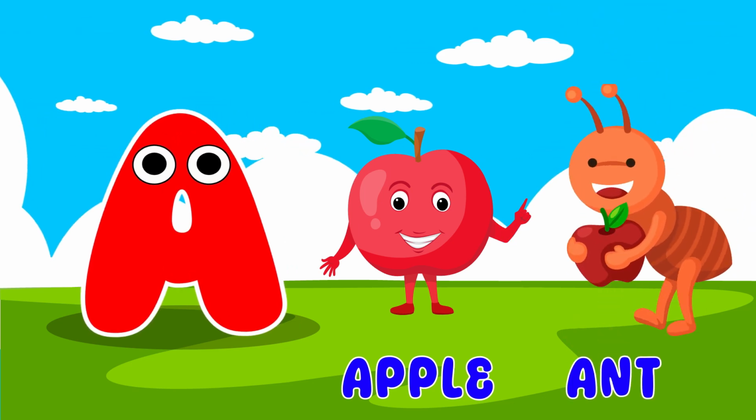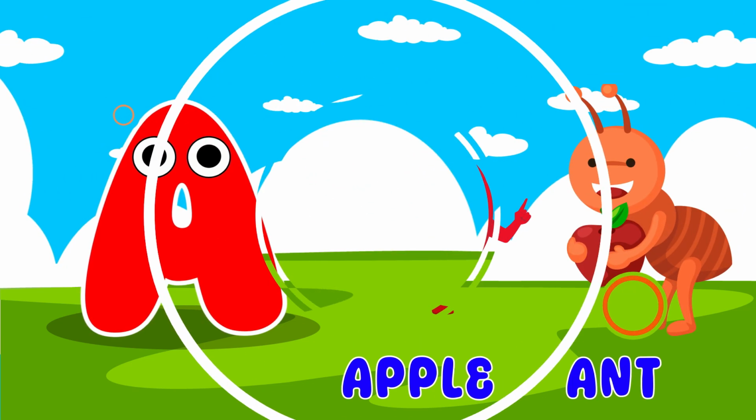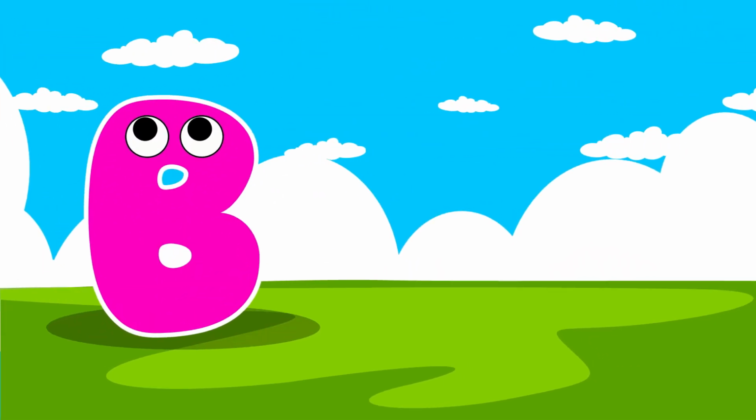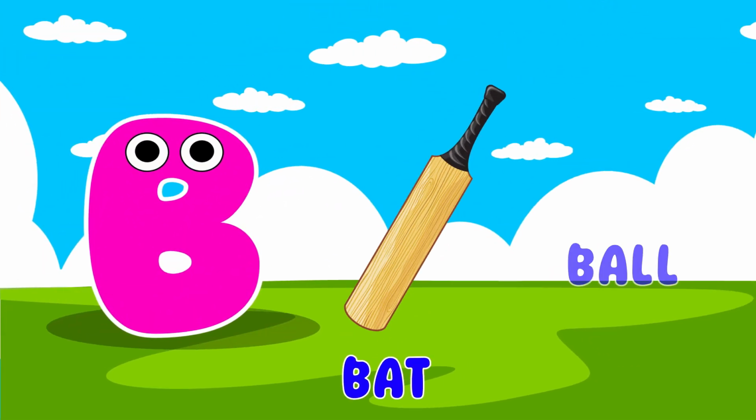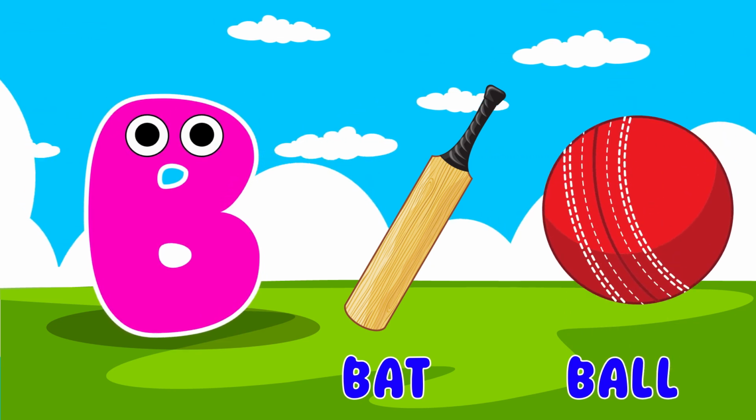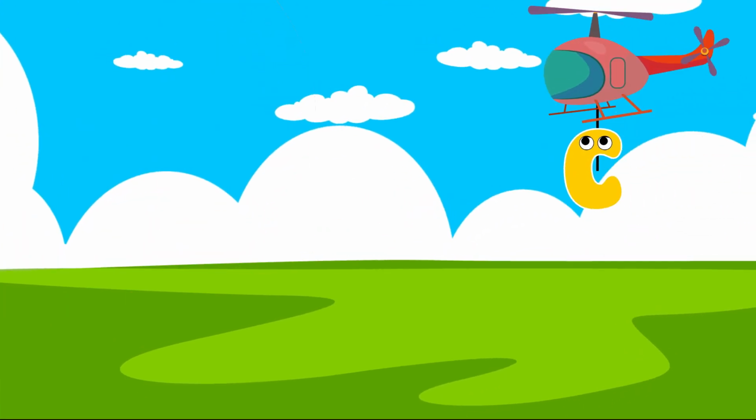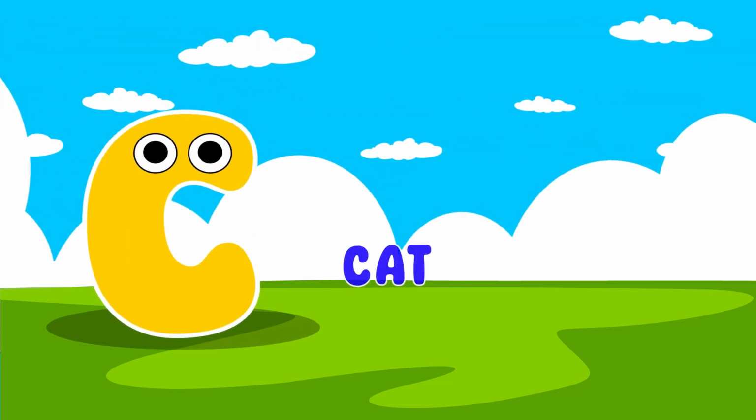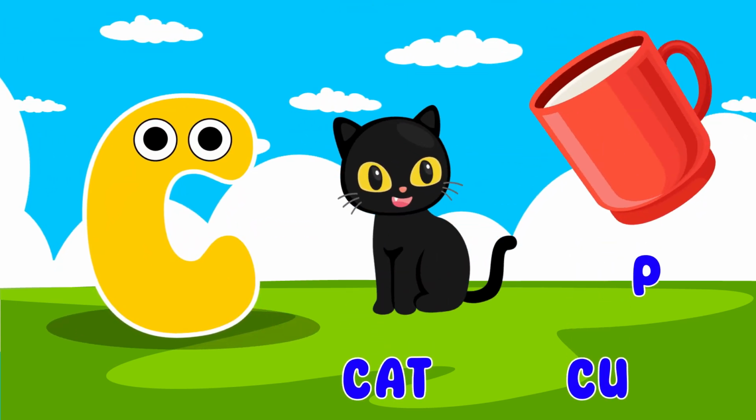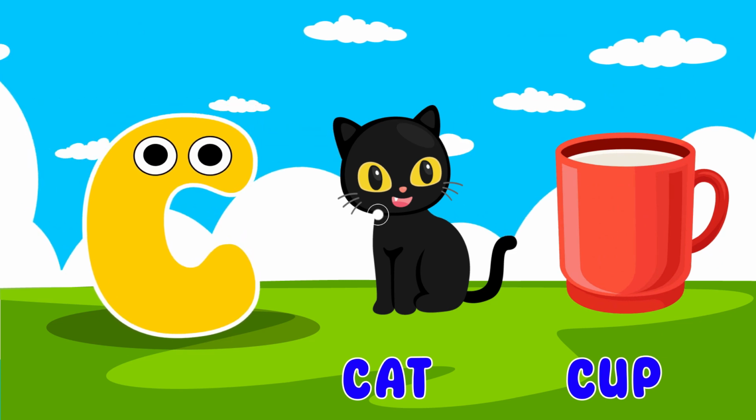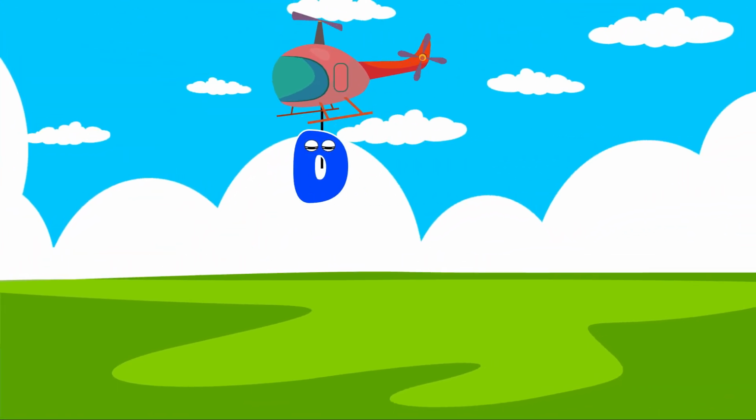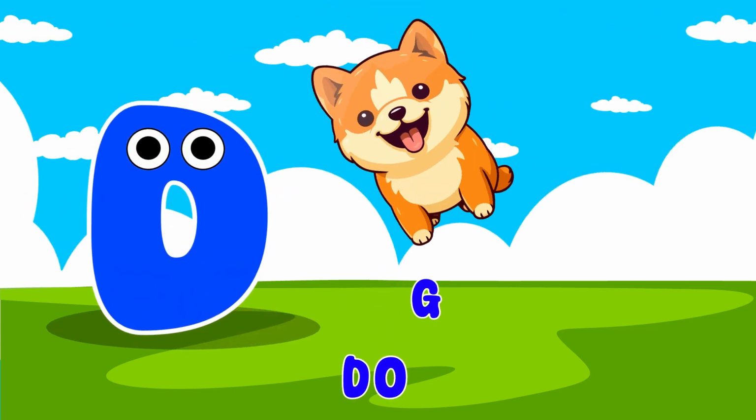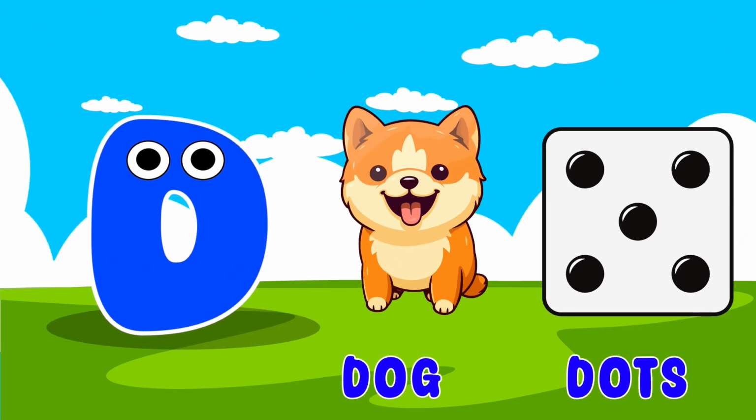A for ant. B. B for bat. B for ball. C. C for cat. C for cup. D. D for dog. D for dogs.